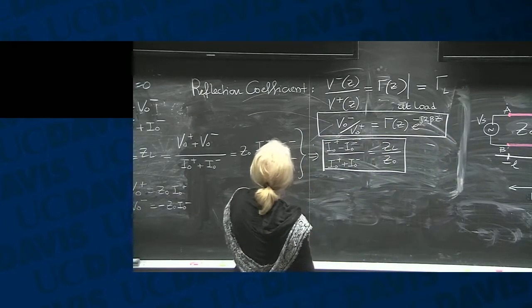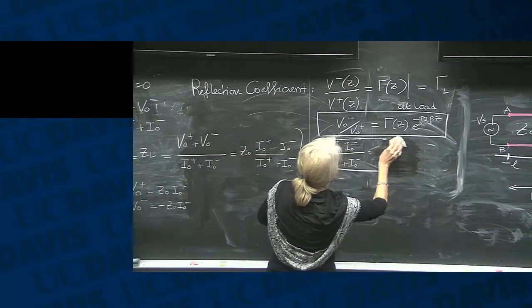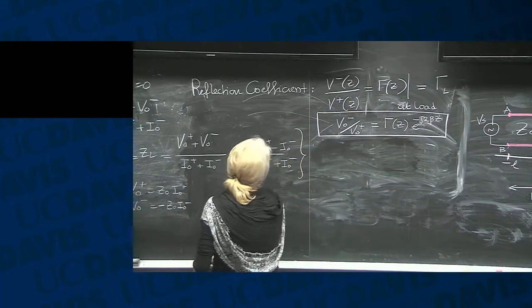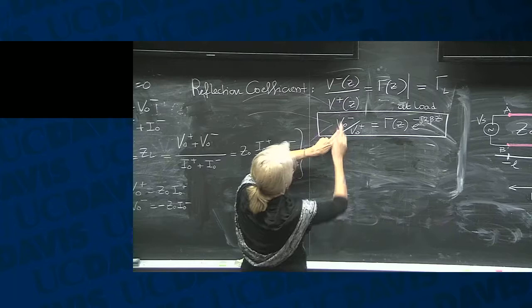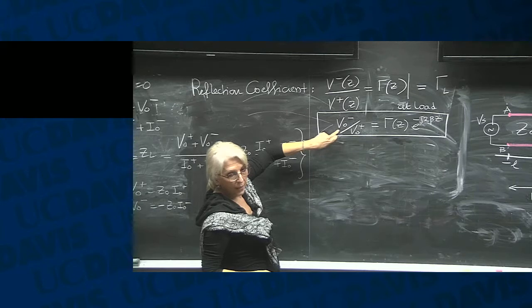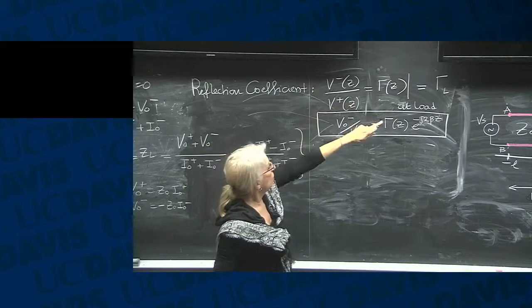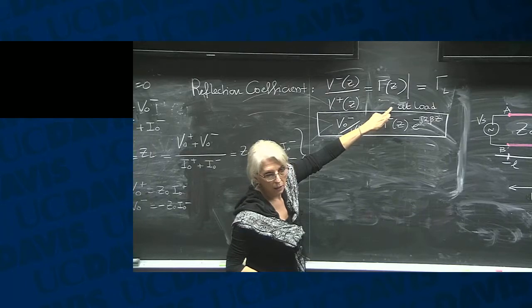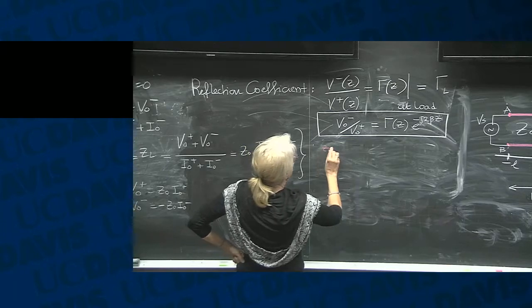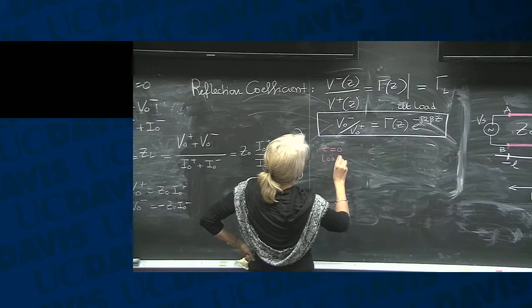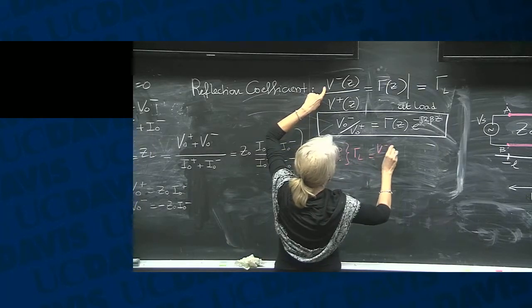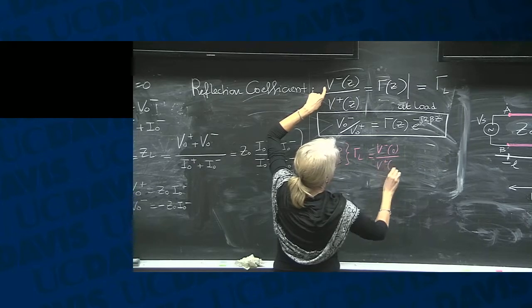What also do I have? Let me just erase this momentarily and I will write it a little further down. What else do we have here? That this, according to that, is nothing else but gamma L. Do you agree with that? If I put z equals 0 at the load, then I will have that gamma L is going to be V minus at 0 over V plus at 0.